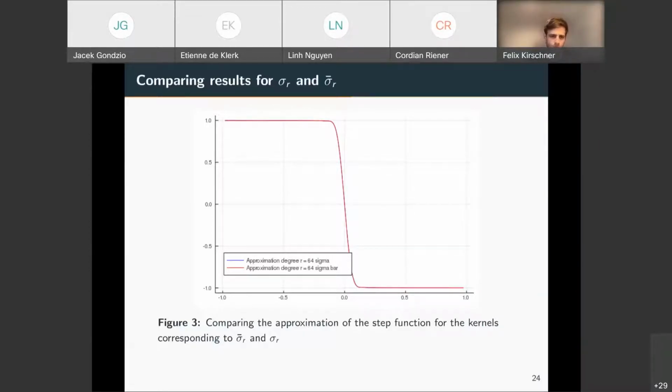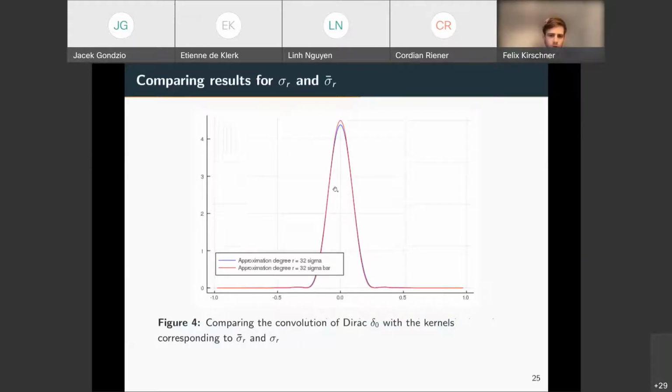We can also approximate something like the delta kernel by taking the convolution of the Dirac delta at 0 with the kernels, and then just compare what happens when we take the kernel corresponding to minimal sigma bar R and sigma R. This is what we see here. So here we do have a difference between the approximations. This is for R equals 32, and then increasing R, we would expect it to get higher and narrower. And this is what happens. So here we have something like 8.5, and it's a little narrower. And this is for degree 64, so we doubled the degree here. And now the difference, of course, becomes less, I would say.